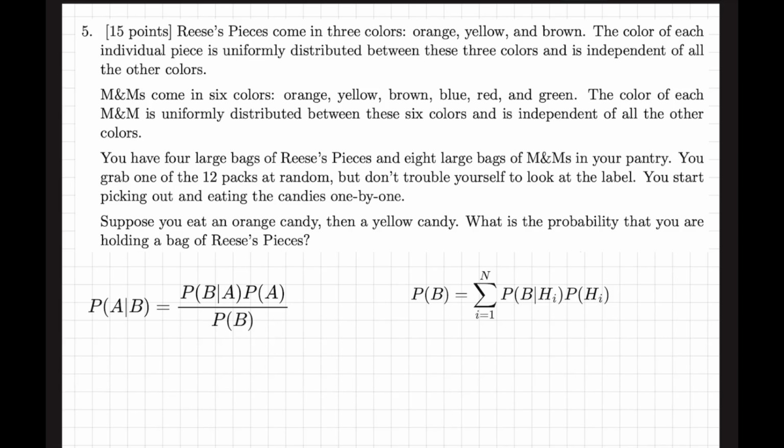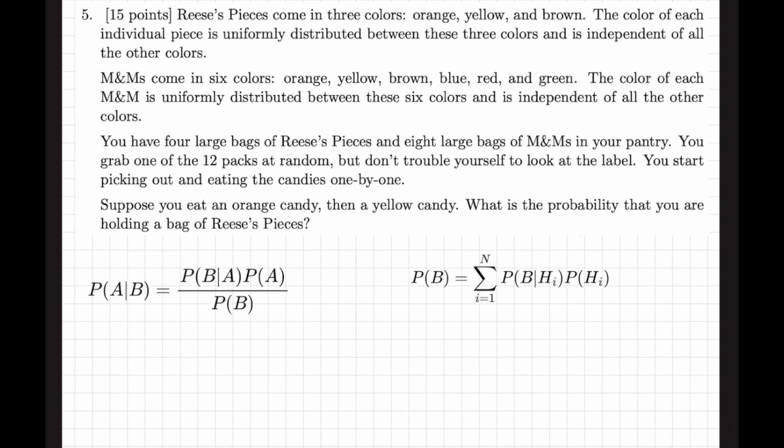So this is a really cool problem. The probability that we're trying to solve here is the probability that we're holding a bag of Reese's given we pick orange and then we pick yellow. All right, so let's go ahead and see if we can write the numerator here. That's going to be the probability of orange then yellow given we're holding a bag of Reese's times the probability we have a bag of Reese's.